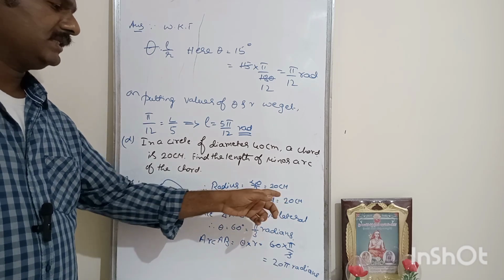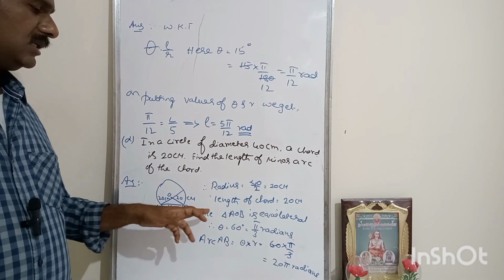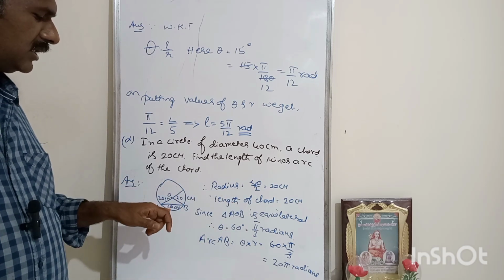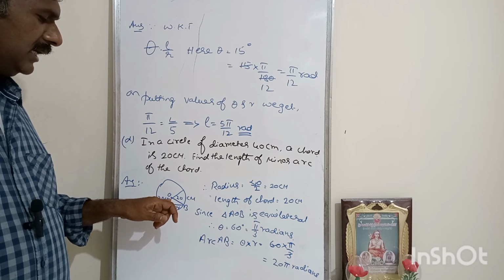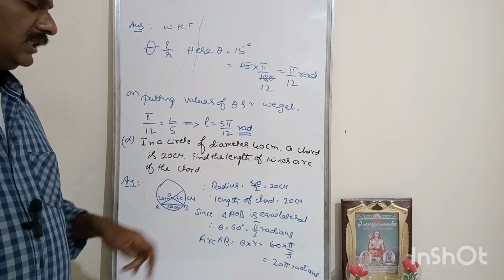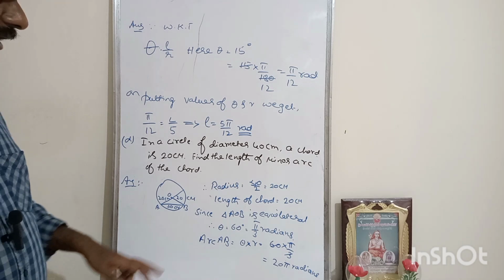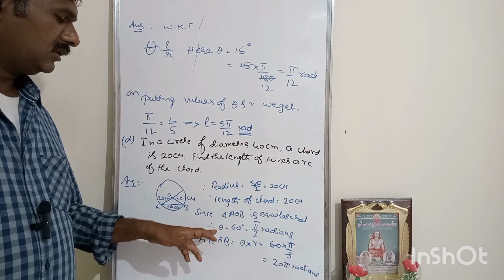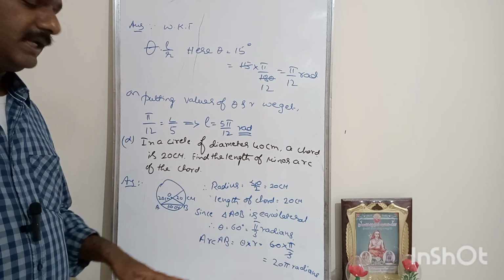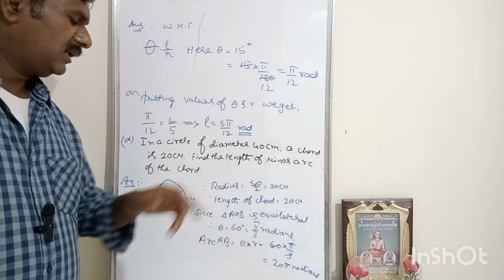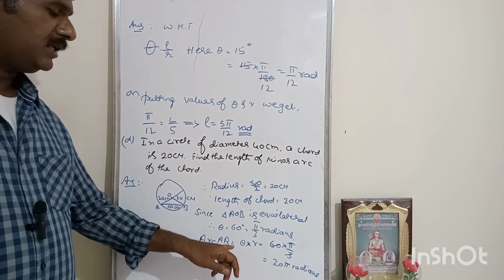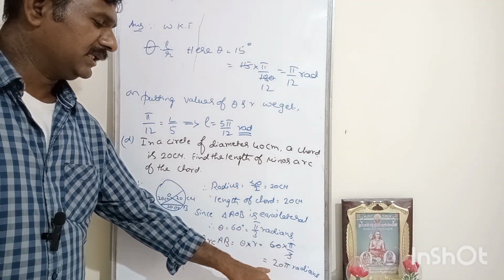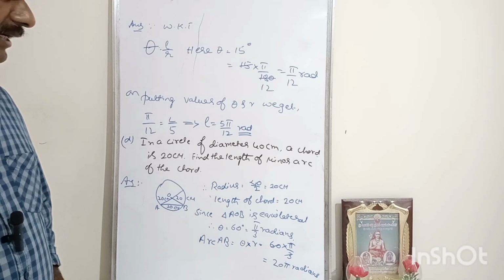Therefore, the length of the chord is 20 centimeters. Since triangle AOB has radius 20 centimeters, chord 20 centimeters, and the third side 20 centimeters, it is an equilateral triangle. Here, the angle of an equilateral triangle is 60 degrees. Theta is equal to 60 degrees. If we convert into radians, pi by 3 radians. Therefore, arc AB is equal to theta into r, that is equal to pi by 3 into 20, that is equal to 20 pi by 3 radians.